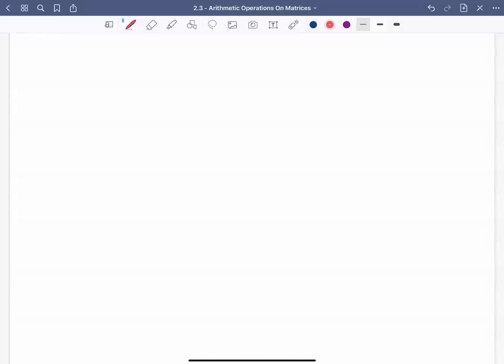All right, so this chapter is chapter 2 in section 3, and we're going to work with arithmetic operations on matrices. So the first thing we want to talk about is the size of a matrix. We identify it by its rows and columns. So when we talk about size, we say rows by columns.